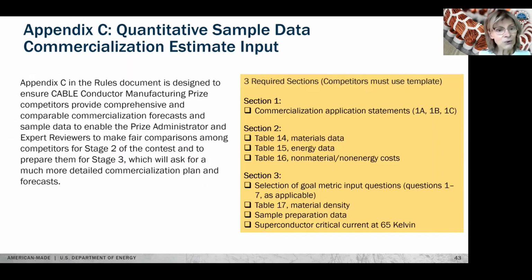A new key aspect of stage 2, the judges will use the quantitative data from Appendix C as a way to calibrate your forecast for commercialization. In Section 1, you have to make a market forecast. In Section 2, you provide some of the underlying future materials and energy data for these forecasts. And then in Section 3, you need to provide sample preparation data. And the reviewers will assess the probability of going from your sample costs and materials to your eventual commercialization costs and materials given your technical narrative. So that's why we ask for details on both. Next slide, please.